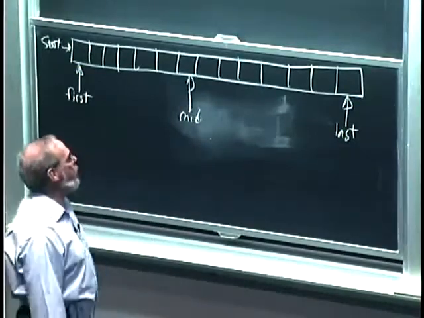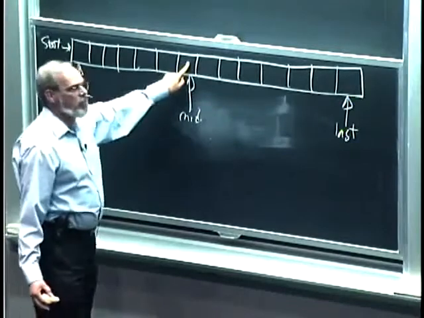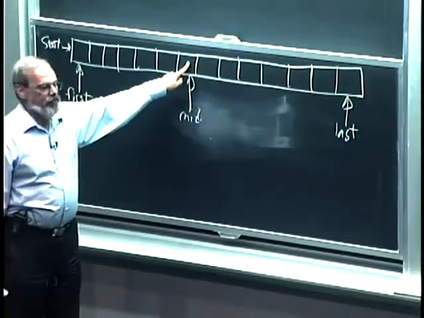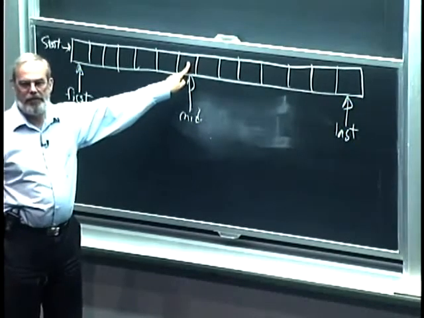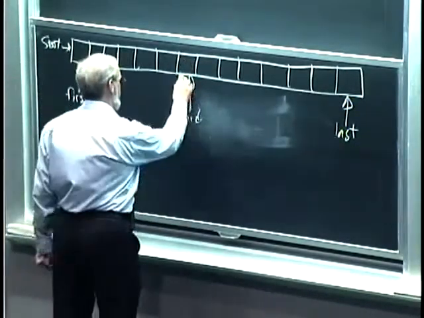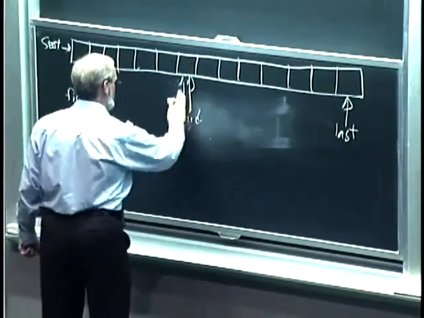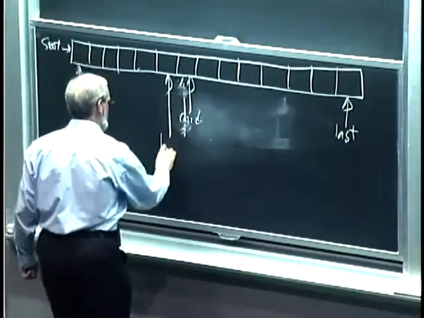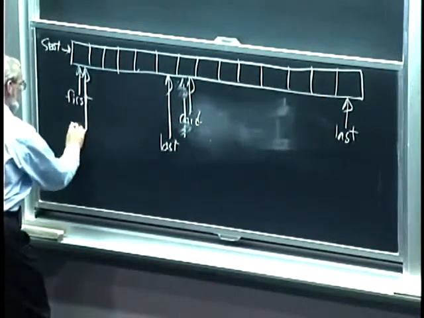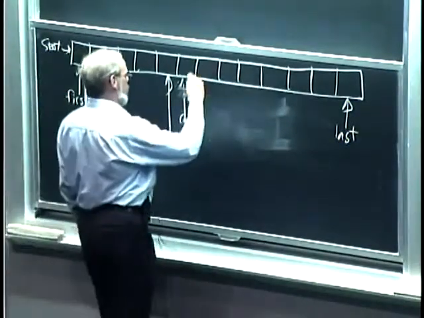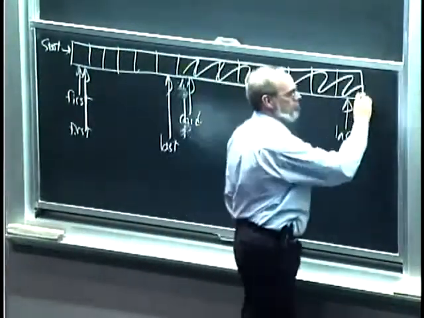If not, I look at the value of that point here and the thing I'm looking for. And for sake of argument, let's assume that the thing I'm looking for is smaller than the value here. Here's what I do. I change last to here. I keep first there. And I throw away all of that.